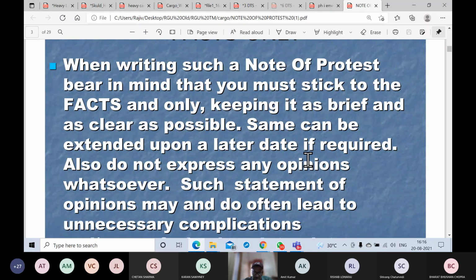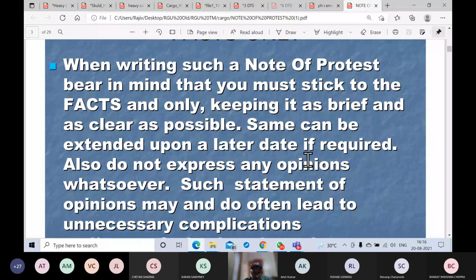But having said that, please understand, because this is a case where somebody can be held accountable, more appropriate will be a letter of protest. You will hold the shipper responsible for this. Note of protest में nobody is responsible.